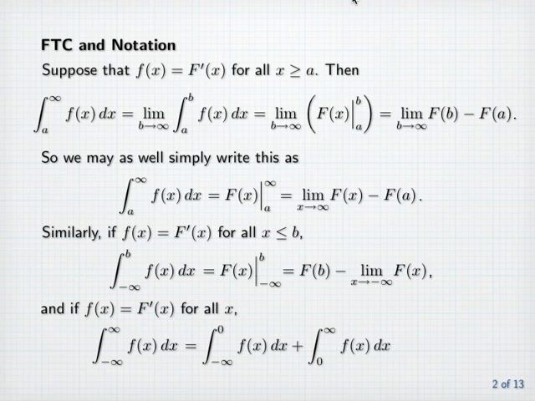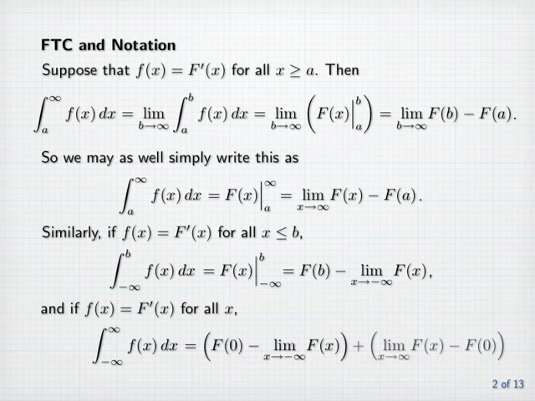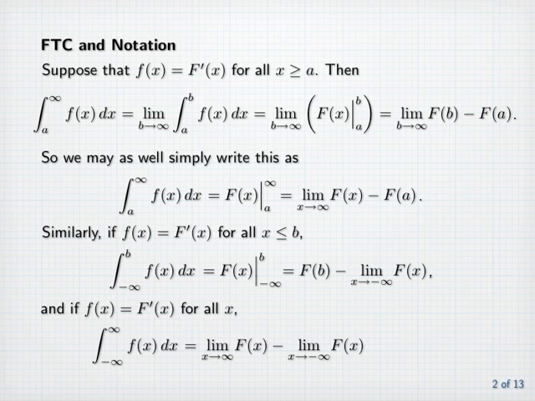The first of these equals big F of x evaluated from minus infinity to 0, and the second term is big F of x evaluated between 0 and infinity. Now when we do these evaluations, the first term gives us a big F of 0, and the second term gives us a minus big F of 0, so the only thing that remains here are these limits. The limit as x goes to infinity of big F of x minus the limit as x goes to minus infinity of big F of x.